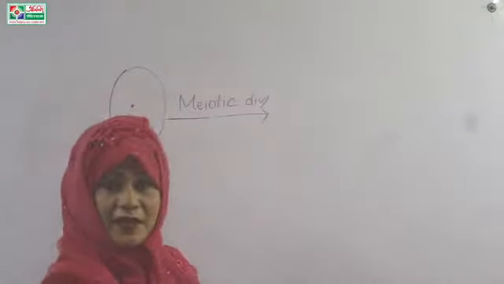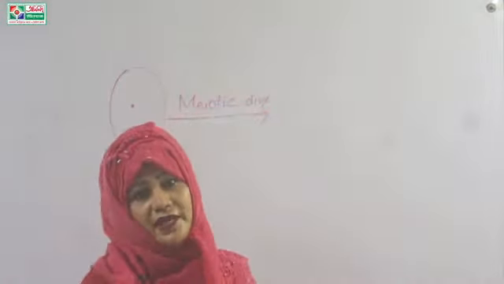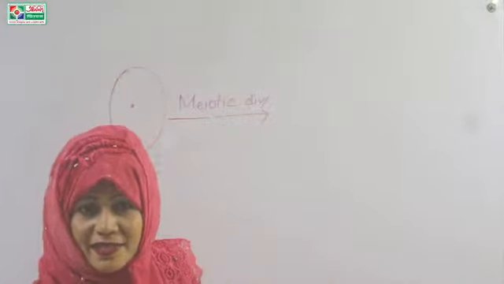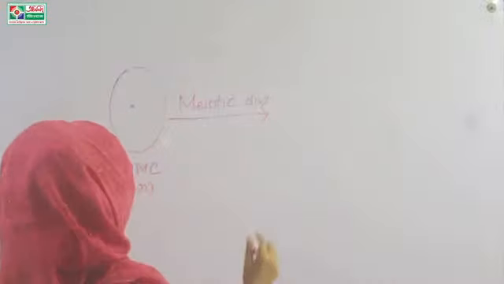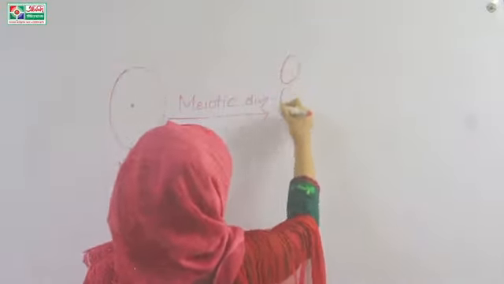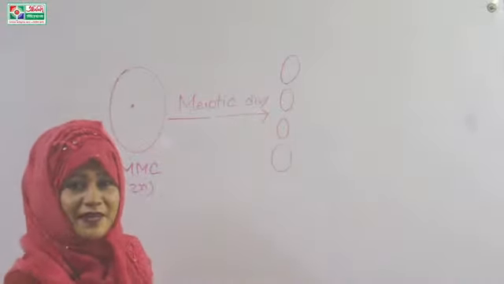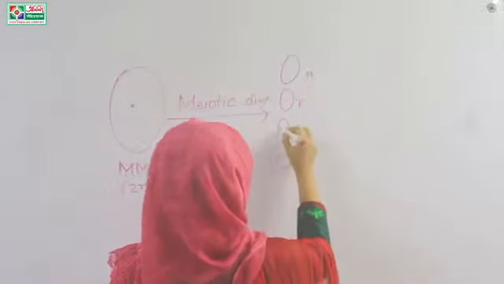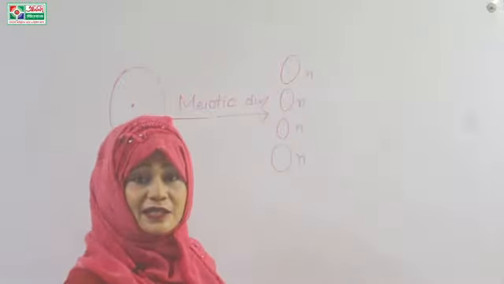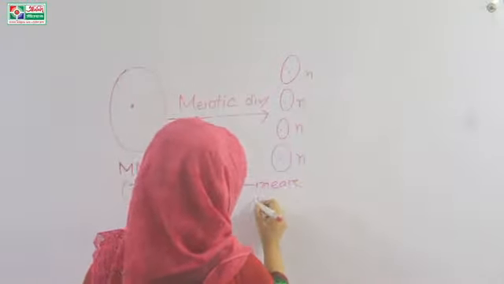Rather, we can say reductional division. According to the law of meiosis, all of you know that from one cell we get 4 cells. From one cell, 4 cells: 1, 2, 3 and 4. And what will be the chromosome number? It will be N. This is N, N, N and also N. And these are known as linear tetrad.